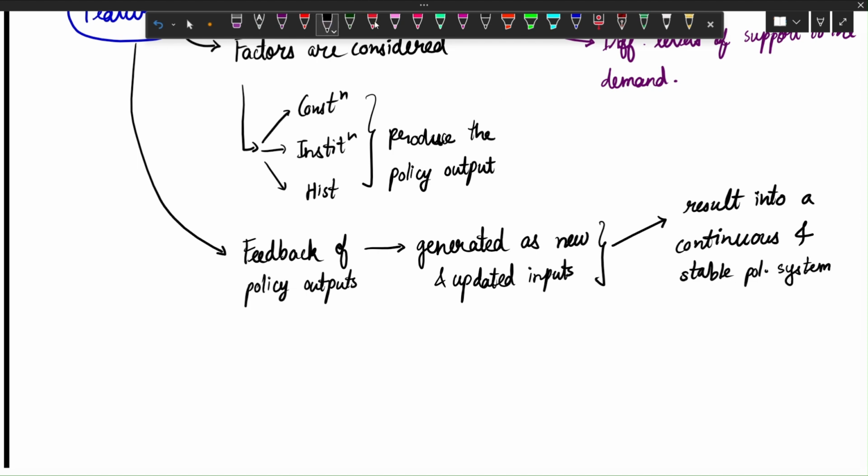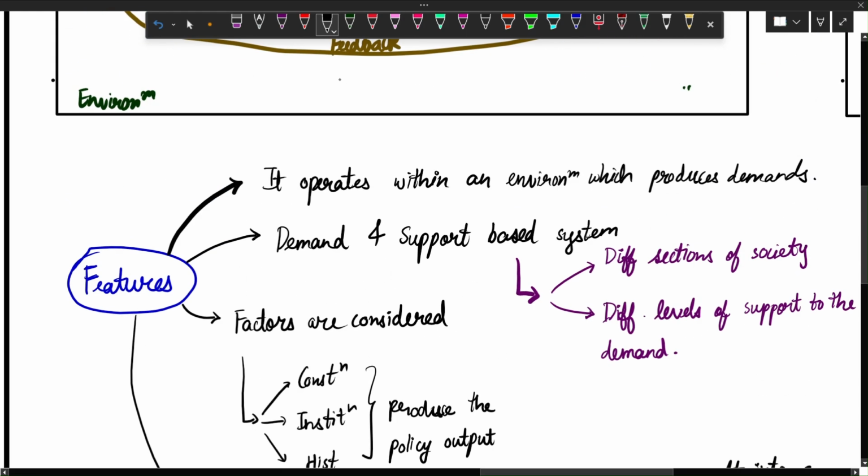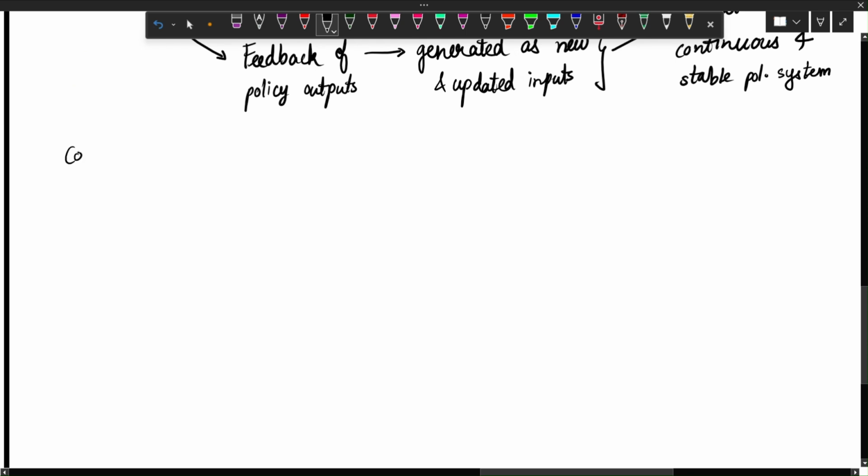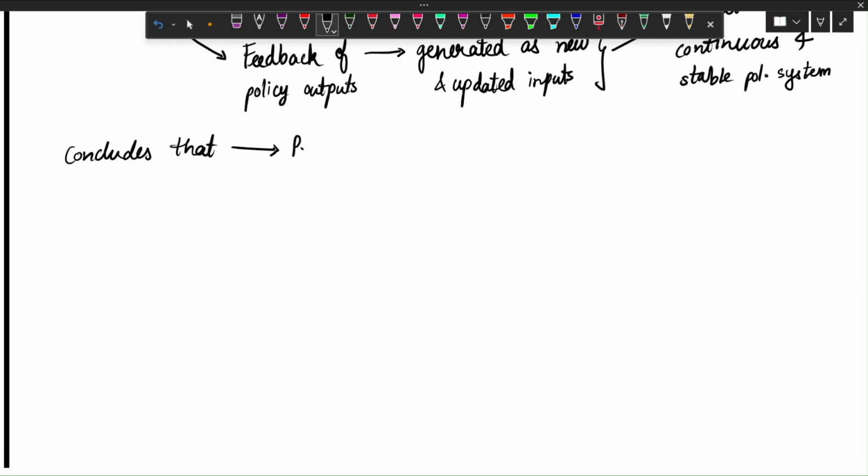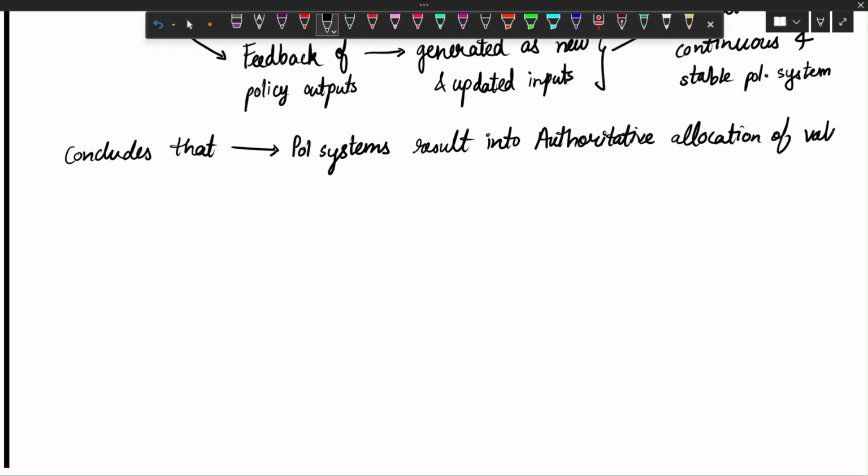And the flow of the inputs through the political system, the outputs, the feedback, and again the feedback changing to outputs, all this results in a continuous and stable political system, as there is a continuous flow of demands and of policies. This also has an active citizenry and active interest groups, so that results in a stable political system.